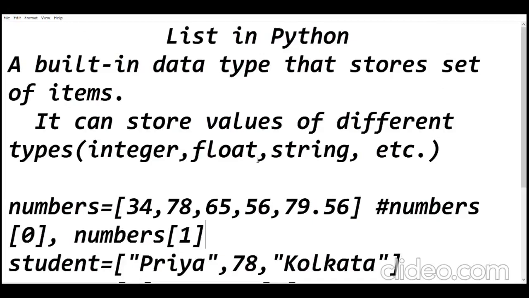List in Python. In other programming languages like C, C++, Java, we use a data structure called the array data structure to store a set of values, a set of items of the same data type. But in Python, we use a built-in data type called list that stores a set of items. It can store values of different types: integer, float, string, etc.